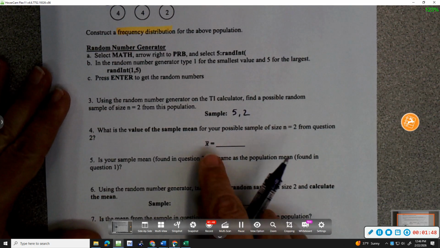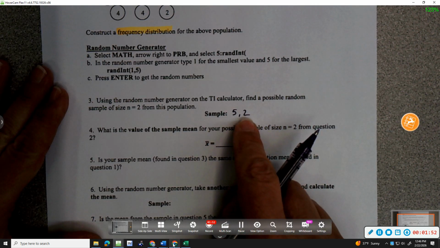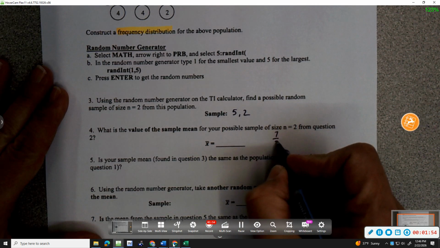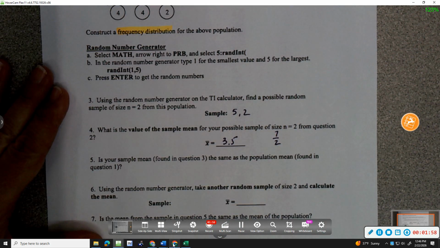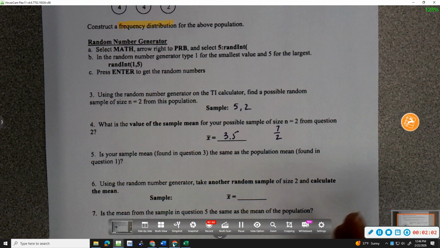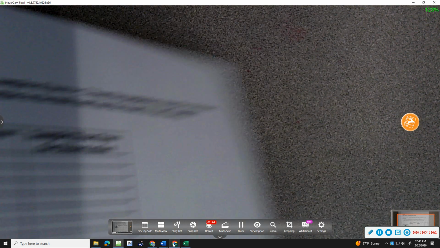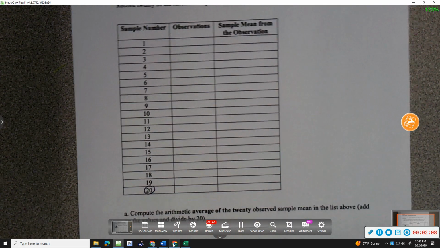And I'm asked to calculate X bar because it's a sample. 5 plus 2 is 7. 7 divided by 2 is 3.5. Does that match my mu of my population or not? You're going to be asked to repeat that again. Then you're going to do an entire group of 20 of these.